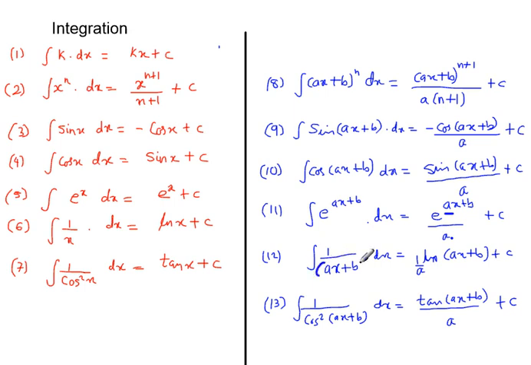The integral of 1 over a linear function. This is a reciprocal function. Before, you had a reciprocal function with just 1 over x. But suppose you have 1 over a linear function. That's ln of ax plus b, times 1 over a. See how this matches one to one. These formulas are matching one to one, and therefore it becomes easier to remember. The integral of 1 over cos square ax plus b is tan ax plus b over a plus c. You need to divide by the coefficient of x.